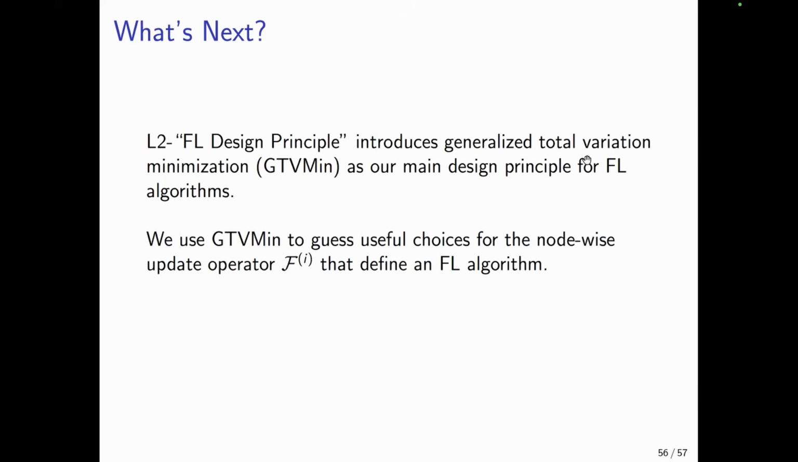So in the next lecture, which in some way will be the conceptual core lecture of the whole course, we'll introduce a design principle for federated learning, which is called generalized total variation minimization. And the idea is to formulate this federated learning, or this coupled training of models, as an optimization problem. Similar to how we formulate basic machine learning as empirical risk minimization, we will now use GTV minimization as the basic formulation of federated learning.